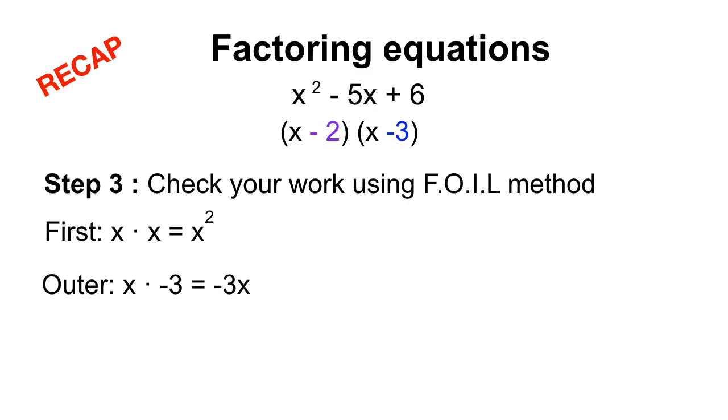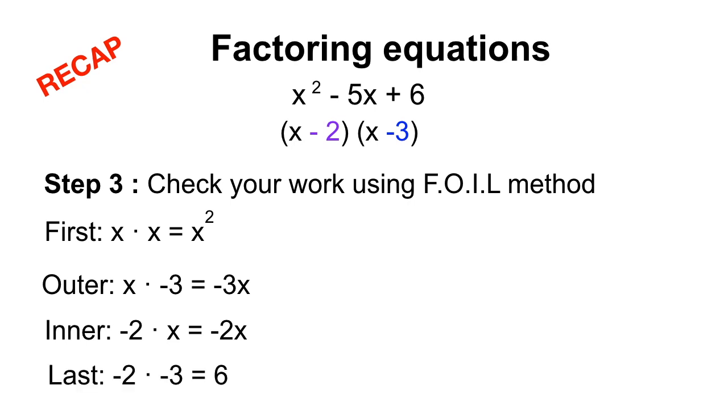The O stands for outer, so you would multiply the outer terms. So x multiplied by -3 gives you minus 3x. The I stands for inner, so you would multiply that -2 by x, that gives you minus 2x. And the L stands for last, okay? So -2 multiplied by -3, that gives you positive 6.